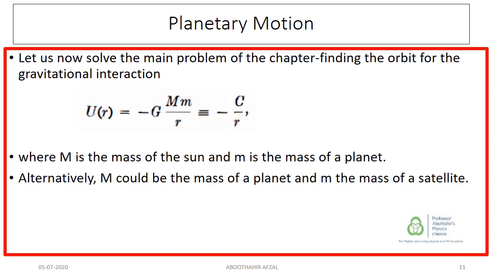Alternatively, M could be the mass of the planet and m the mass of a satellite. In other words, you can also consider the case of a satellite moving around a planet, where capital M refers to the planet and small m refers to the satellite.